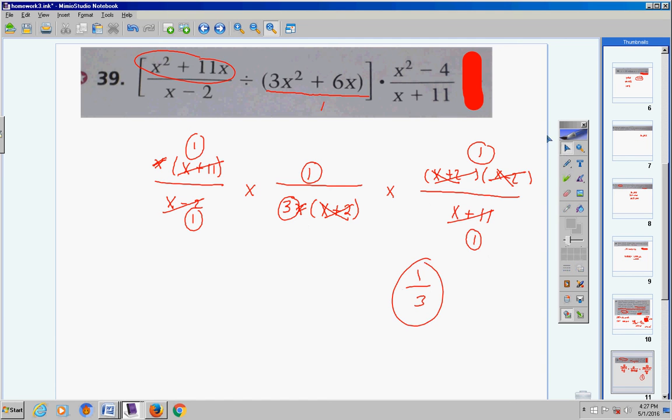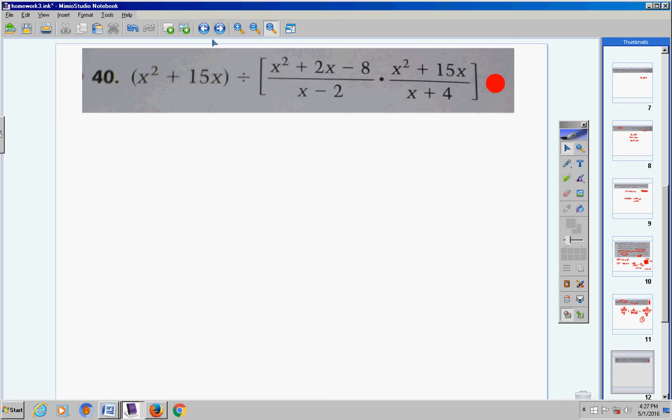1/3. So the main thing you wanted to learn here was don't forget to flip your fraction and multiply. And don't forget to factor as much as you can so that you can simplify the fraction, the problem, the answer. Okay, number 40 on the same page, we are going to do the same thing. We're going to simplify completely.